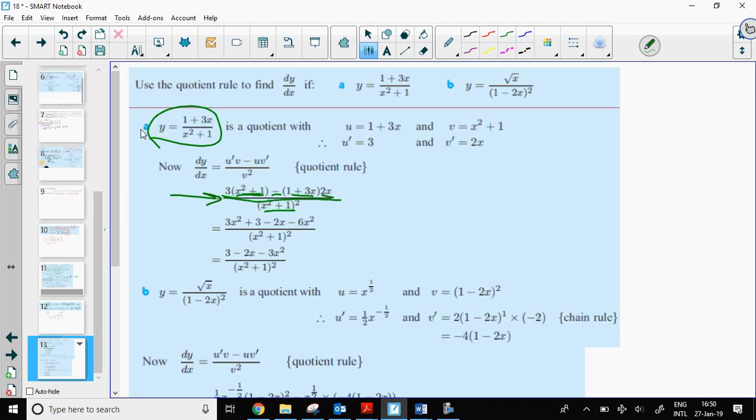This is a great answer. There's not really any reason necessarily to do anything beyond that. If you want to distribute and see if you have some like terms that can combine, great. But in most cases, that's plenty. Letter B.